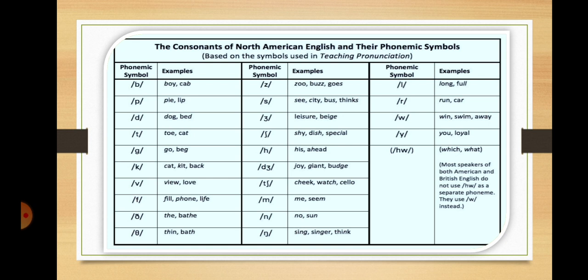In this chart, you can see the consonants of North American English and their phonemic symbols, based on the symbols used in teaching pronunciation, and of course some examples. For instance, in the first column, you can see the phonemic symbol of the sound B and examples in the words like boy and cab.